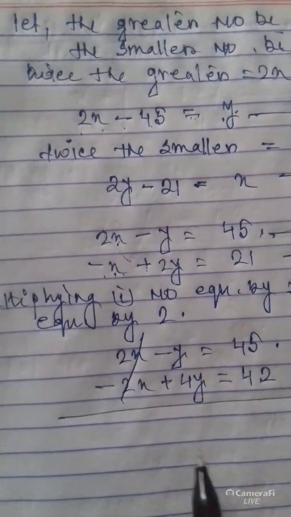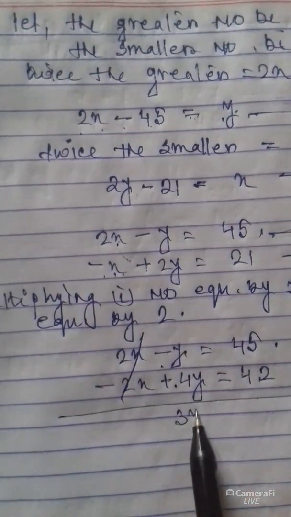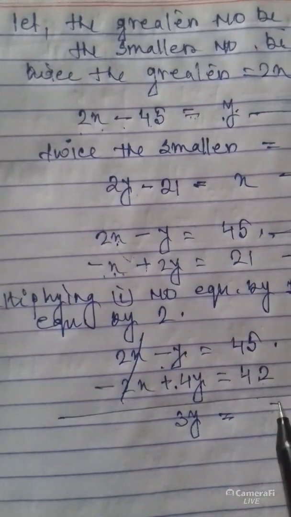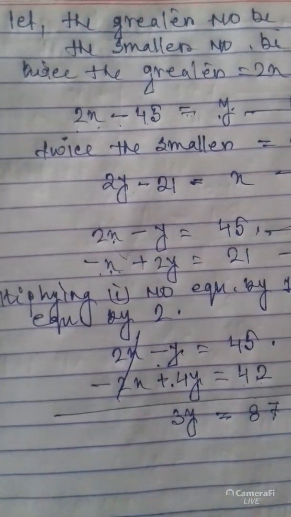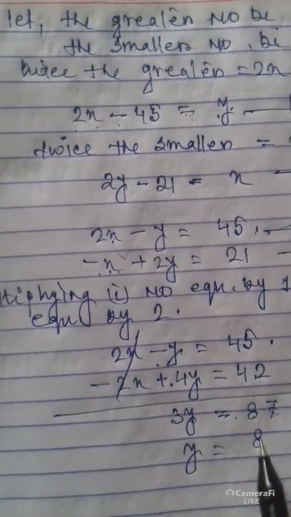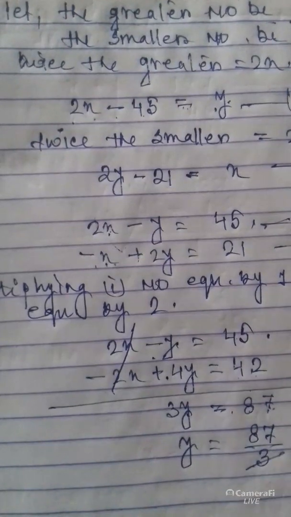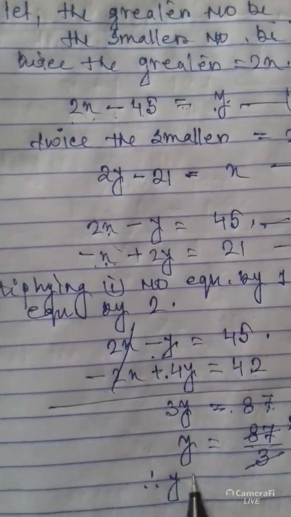2x with minus 2x cancel, minus y plus 2y, so y equal to 87. Then y equal to 87 by 3. 87 divisible by 3 equal to 29. Y equal to 29.